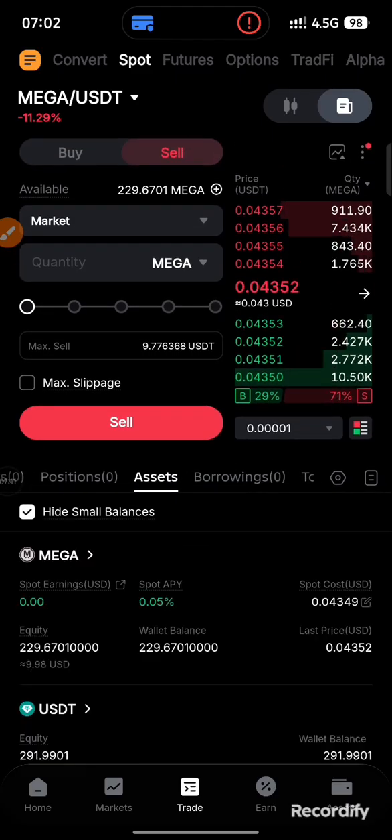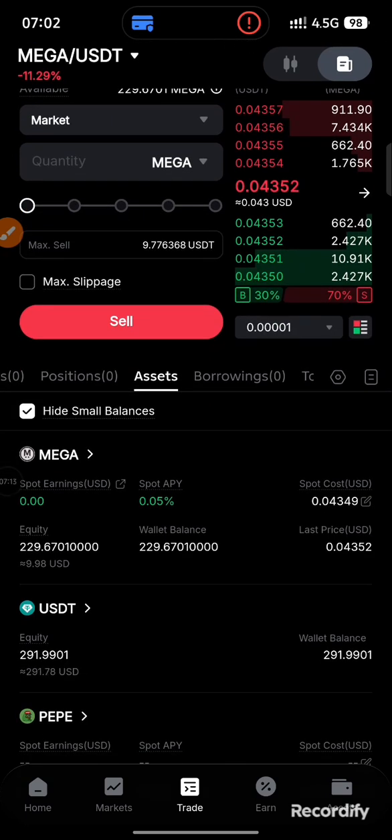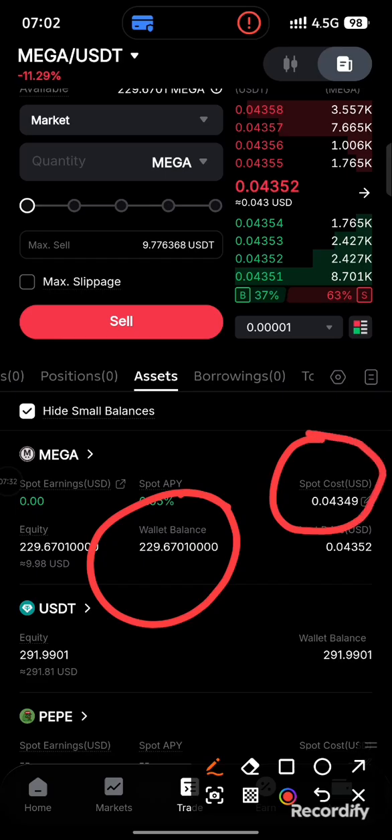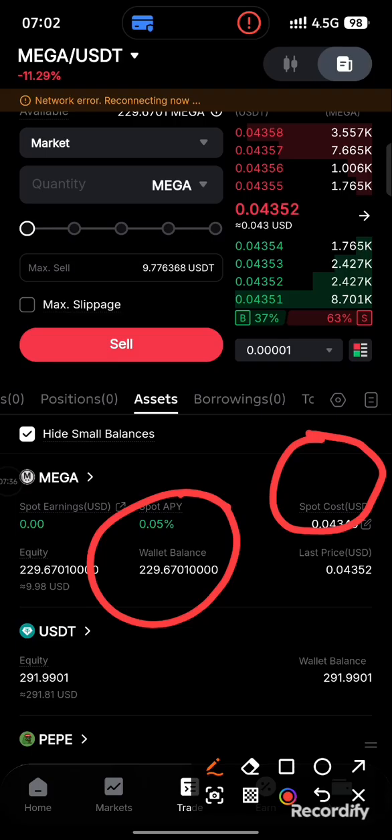Okay, now clicking on my asset, you can see that I have a Mega running right here. This is the particular volume I was given, 229.670 after some little gas fee has been deducted, and this is the rate at which I bought it, 0.04349. This is the spot cost. This is the rate at which I purchased this particular cryptocurrency coin.